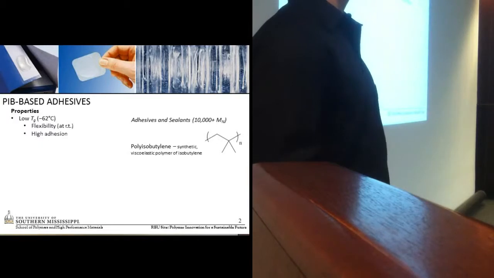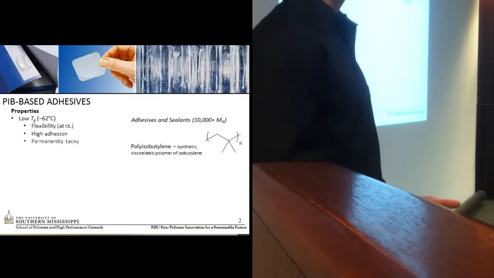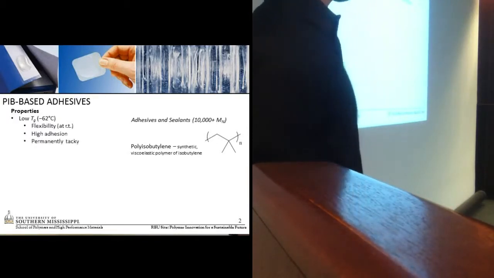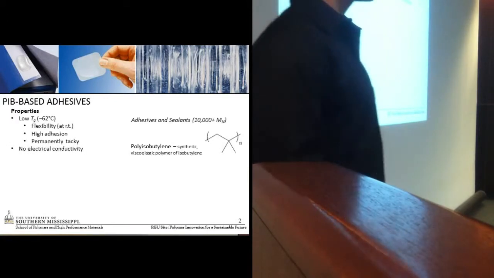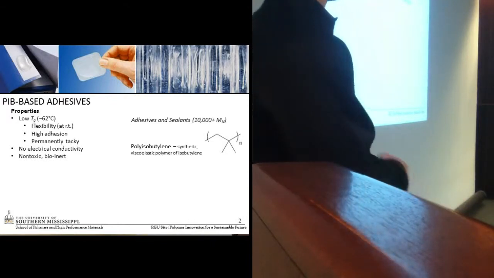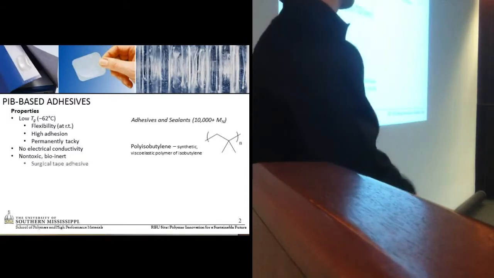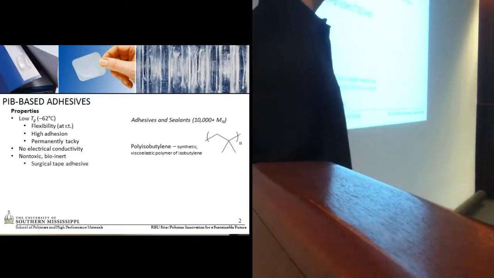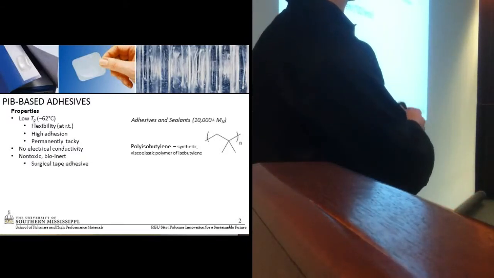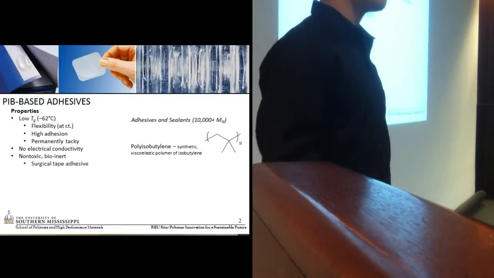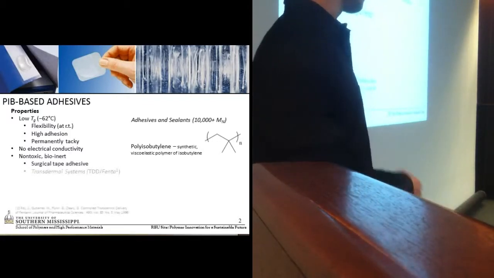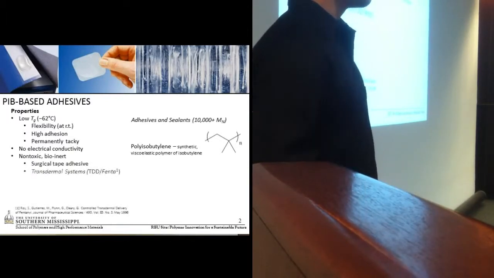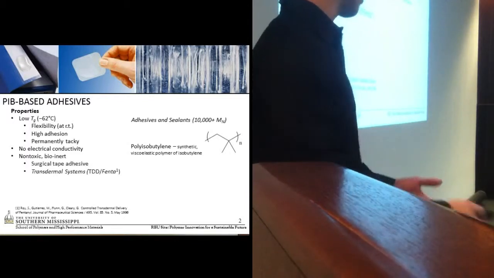It also has no electrical conductivity, so it's used as an insulator with some applications involving wires. It's also non-toxic and bioinert, which gives it medical applications such as being used in surgical tape adhesives and transdermal systems or transdermal patches like the one shown here. I know there is research being done right now where PIB is being used to deliver the opioid drug fentanyl, and that drug is active in the microgram range, and PIB's permeability properties allow it to do that.